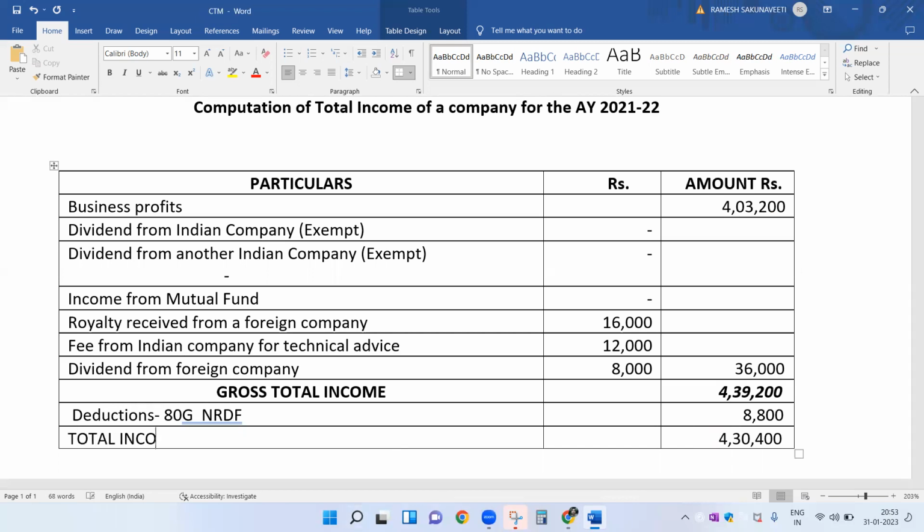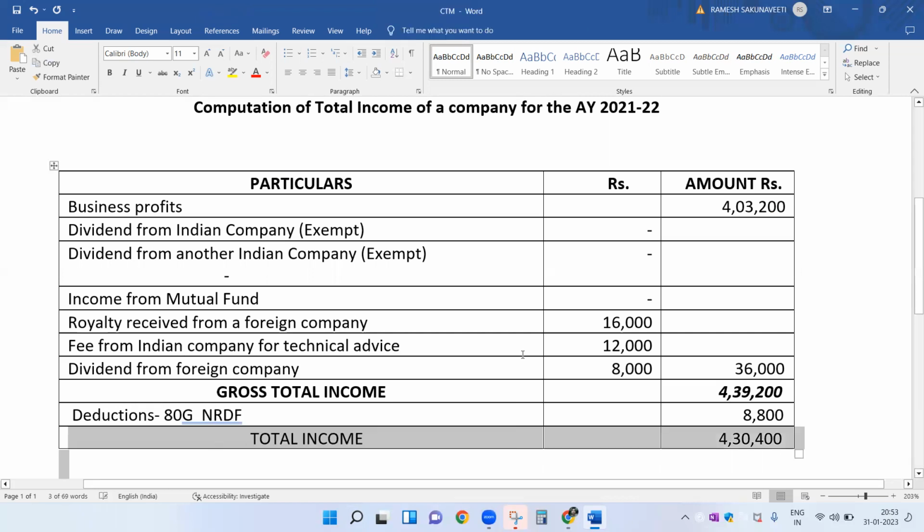Sir, if it is NDR, it doesn't make any difference, no sir? It does not make any difference. National Disaster Relief Fund, that is also 100% exempt. Okay. Now next one.